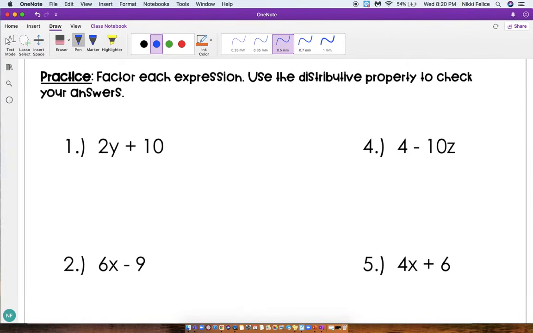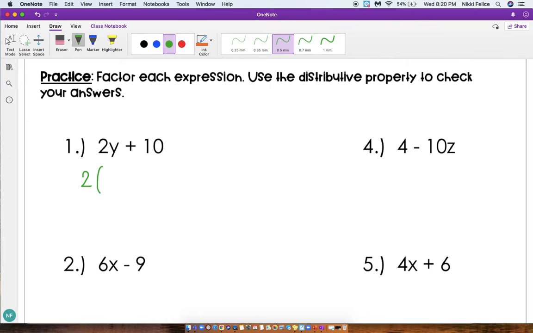So we are going to factor each expression, and then we can use the distributive property to check our answers. So number 1, my expression is 2y plus 10. Now to factor it, I want to divide out the GCF of these terms. So my first term is 2y, my second term is 10. The GCF between 2y and 10 is 2, because the GCF between 2 and 10 is 2. That's the greatest common factor. That's the biggest factor that I can divide out of both of those numbers.